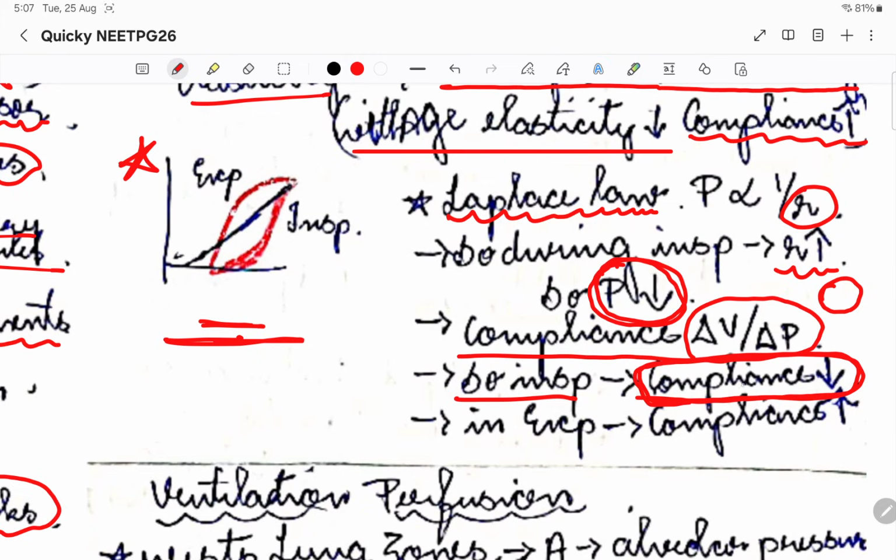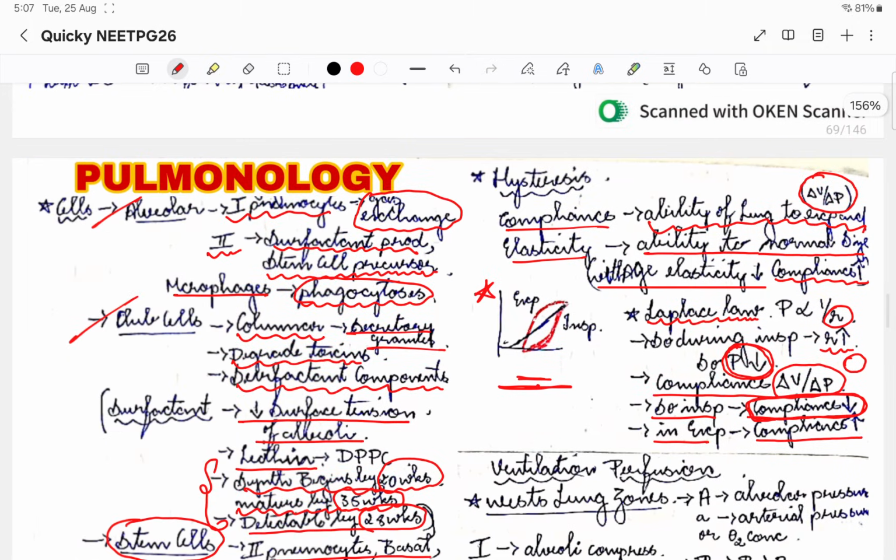During inspiration, reduction in compliance happens, whereas in expiration there is increased compliance. So there is increased amount of pressure that is needed to be put. So this is what hysteresis means. So that's it with respect to hysteresis.